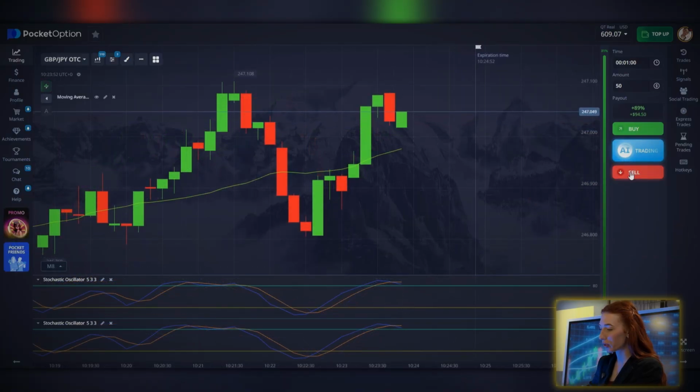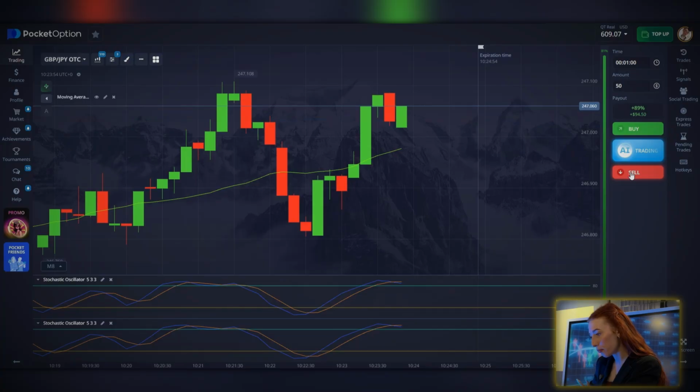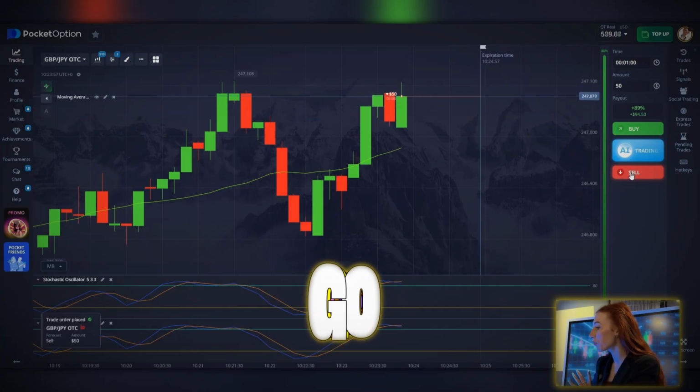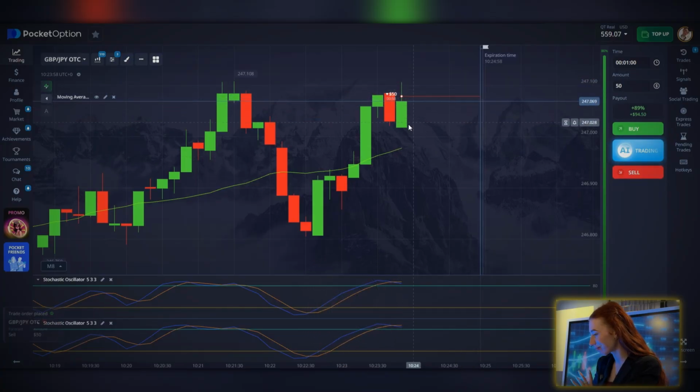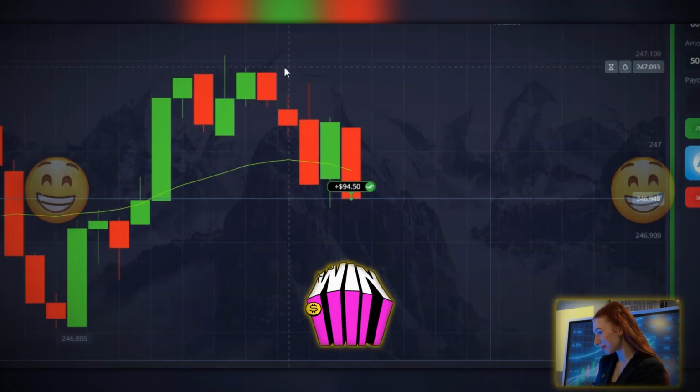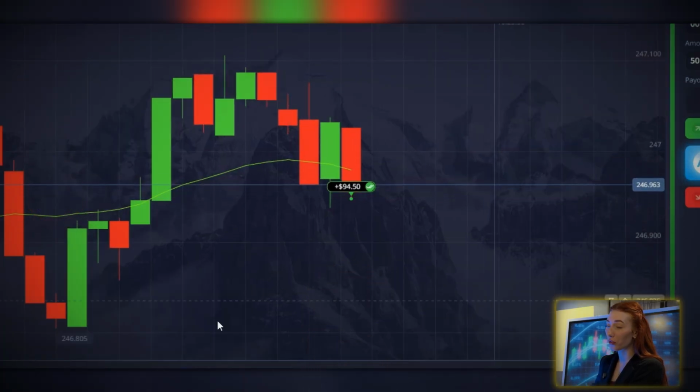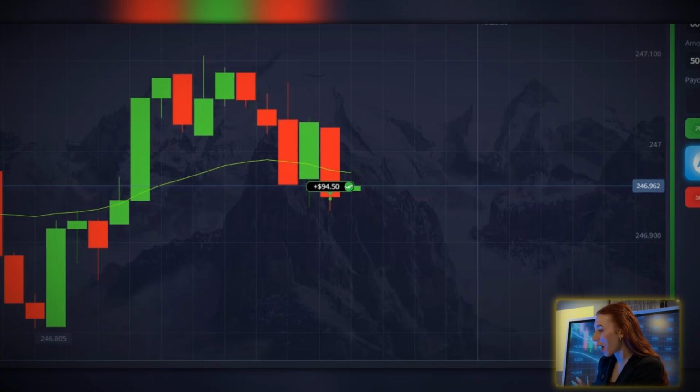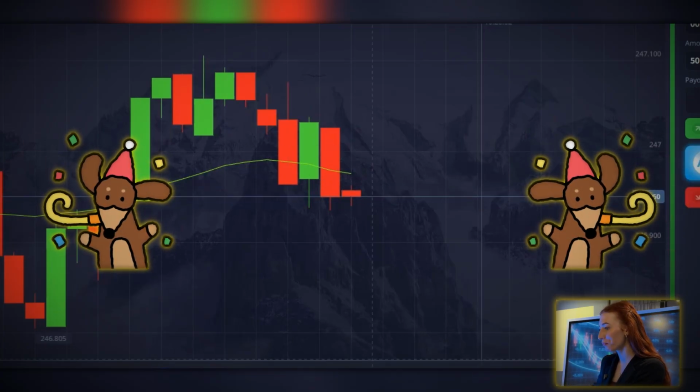And the last deal for today. We are staying at the same pair, and that is the perfect moment for a put trade. And that's another profit. That's exactly how a trading session should look.